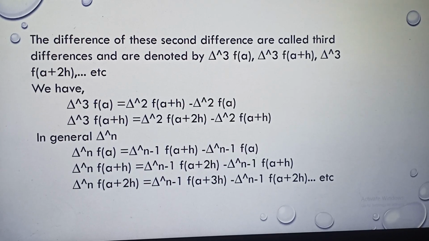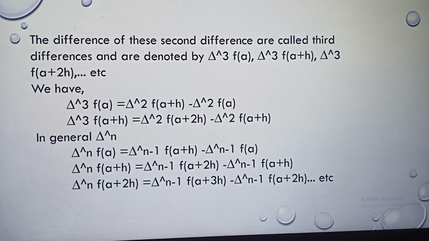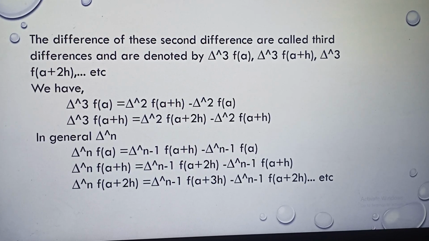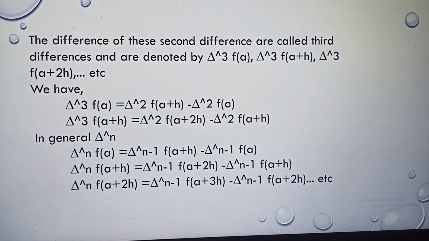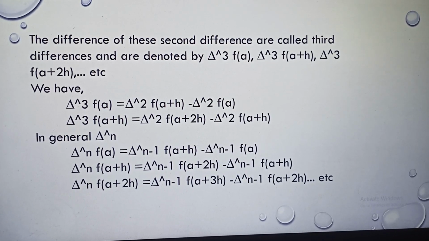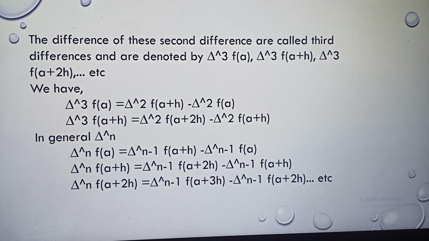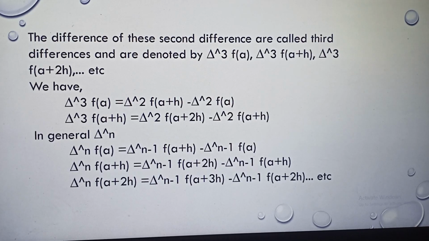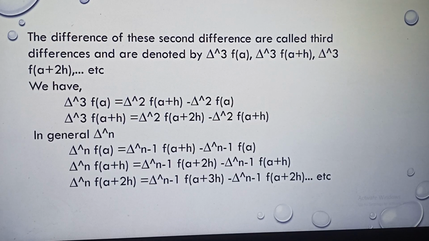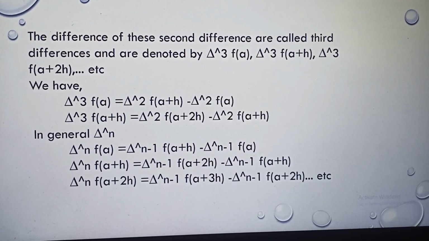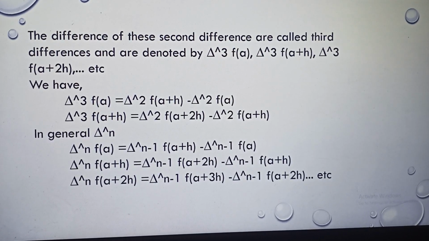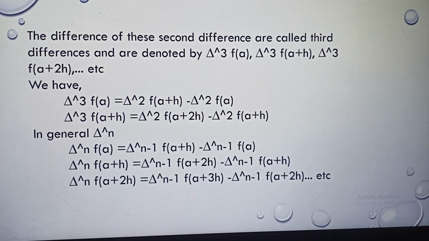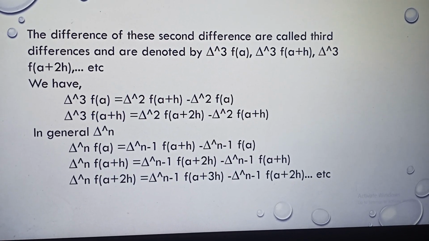In general, delta raised to n f of a equals delta raised to n minus 1 f of a plus h minus delta raised to n minus 1 f of a. Delta raised to n f of a plus h equals delta raised to n minus 1 f of a plus 2h minus delta raised to n minus 1 f of a plus h. Delta raised to n f of a plus 2h equals delta raised to n minus 1 f of a plus 3h minus delta raised to n minus 1 f of a plus 2h, etc.